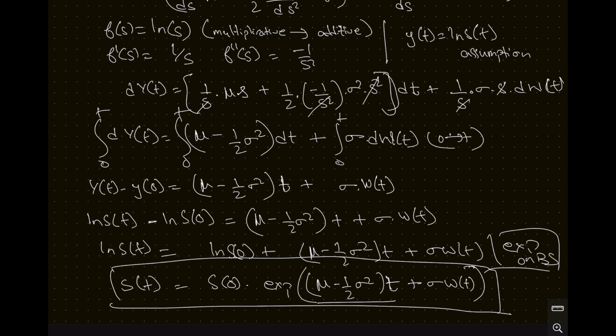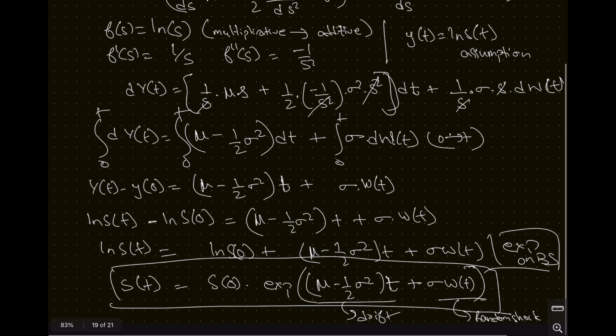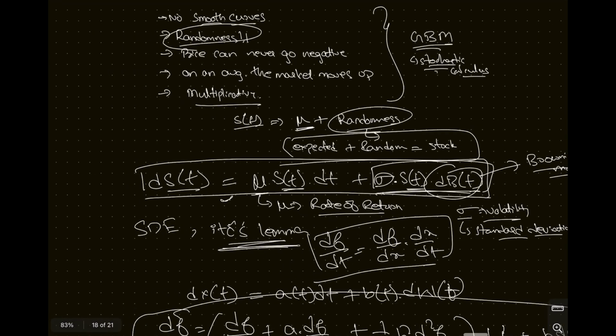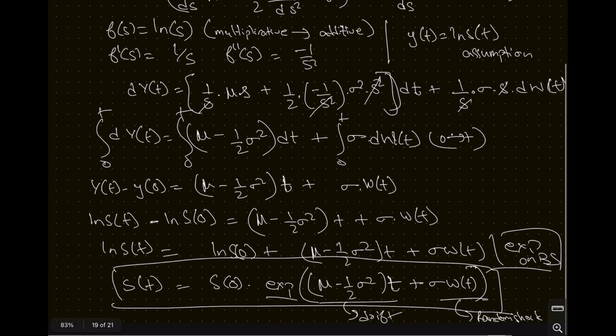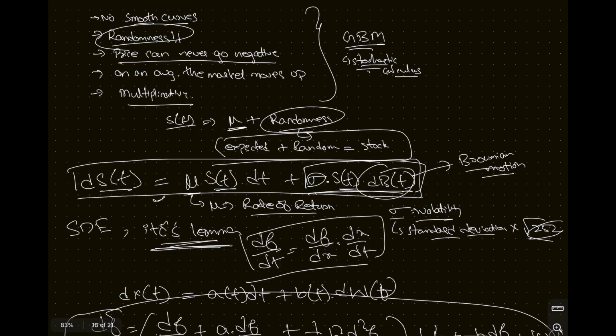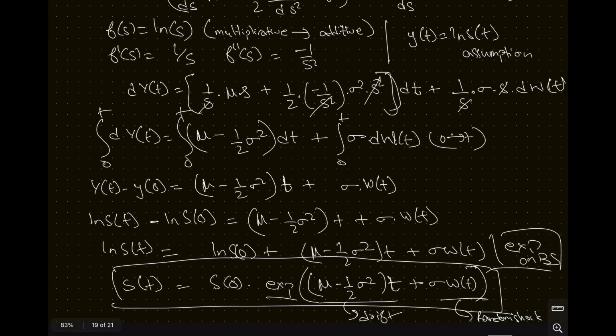So this is the part that we know, the drift, and this is our random shock. This is how we're going to be doing it, and it is exponential because, as we've discussed, the price can never go negative, and the exponential function never goes negative. The model moves up on average, so it keeps exponentially increasing, and it is multiplicative. It depends upon the initial stock price that we've used.